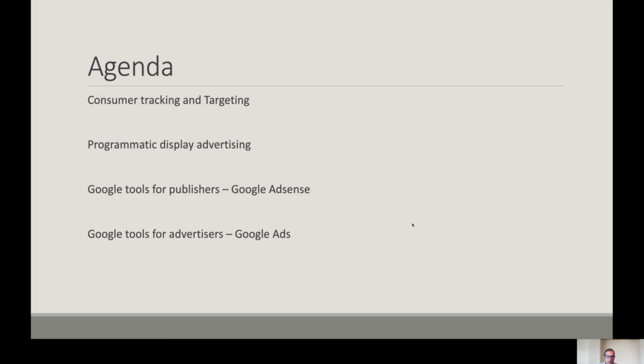We will also touch briefly on the Google AdSense tool, which is not used by the advertisers, but is used by publishers to make ad space available on their sites, which can then be purchased by advertisers. So in our course, the focus will be on the advertiser side, and therefore we'll be talking a lot more in detail about the Google Ads tool than the Google AdSense tool. Okay, so with that in mind, let's start.